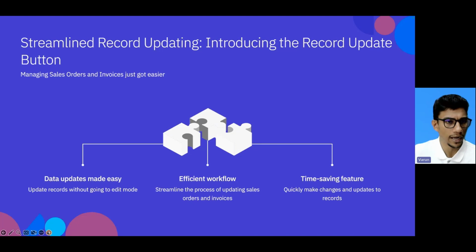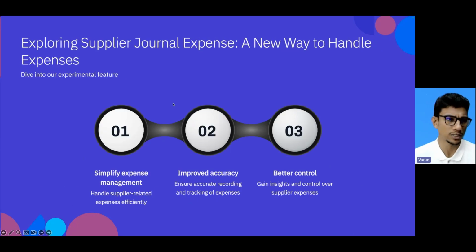The next update, it's a pretty tricky one. Exploring supplier journal expense, a new way to handle expenses. So this is an experimental feature that's very important. So first of all, in order to experience this particular feature, you will have to reach out to your service partners and ask them to enable this for you. So the partners will be able to do that.